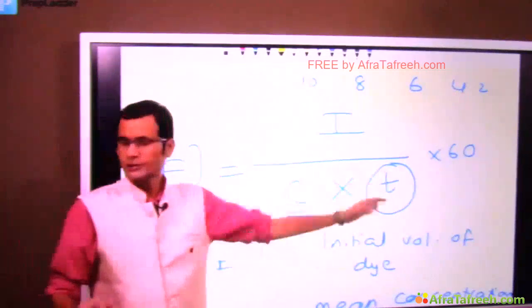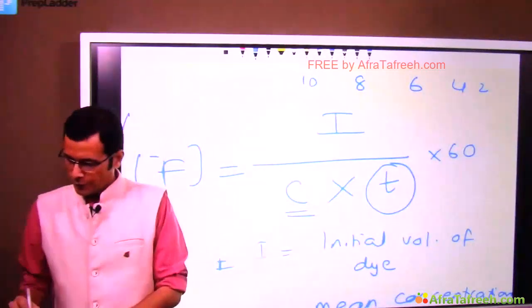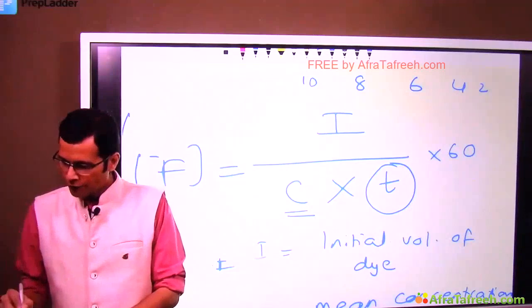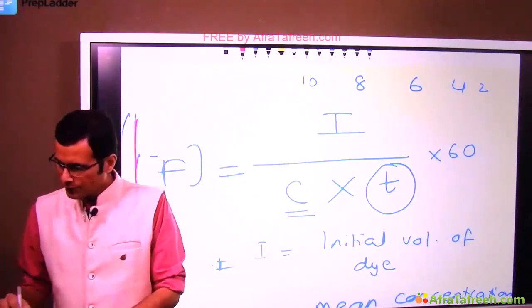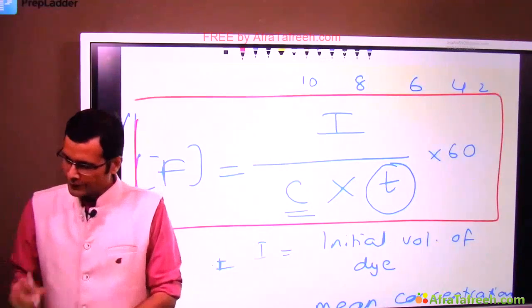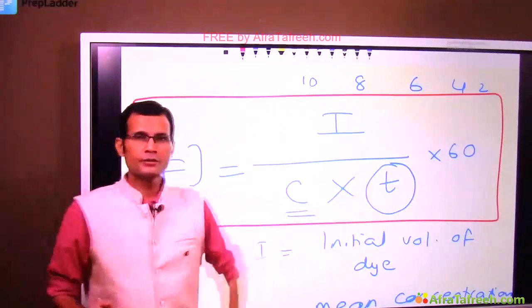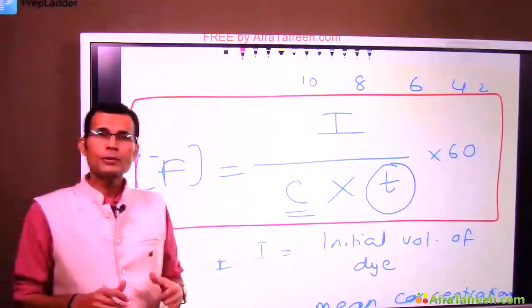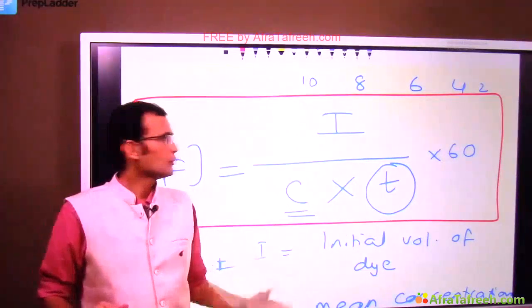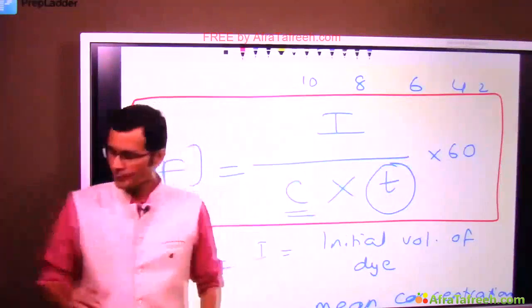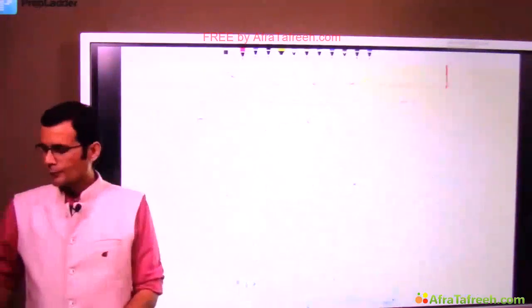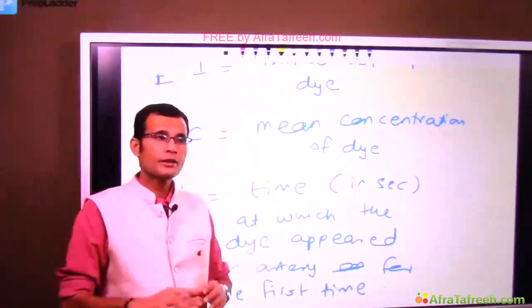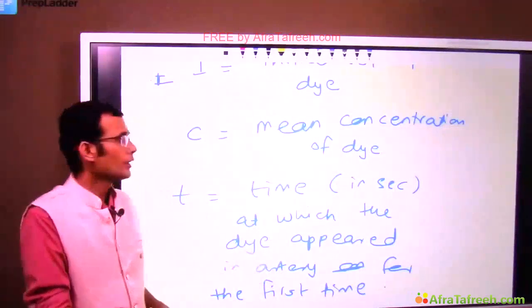And finally the 60 thing: because t is taken in seconds, and we want the cardiac output per minute, we will multiply it by 60. This is the dye dilution method, and that is the basis.